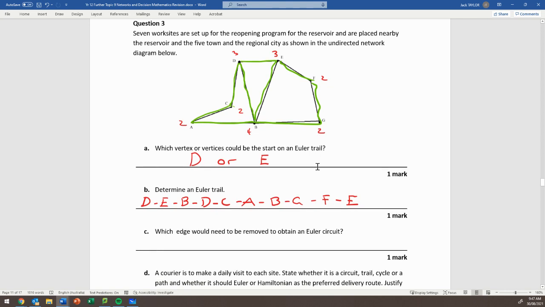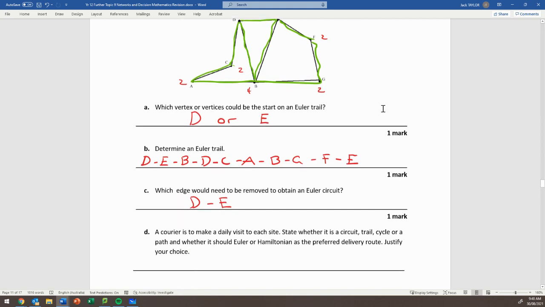Which edge would need to be removed to obtain an Euler circuit? Well, to have an Euler circuit, you need all even vertices. So if we removed that edge between D and E, that means that their degrees would go down to 2, meaning that we would be able to get an Euler circuit because we'd have all even.